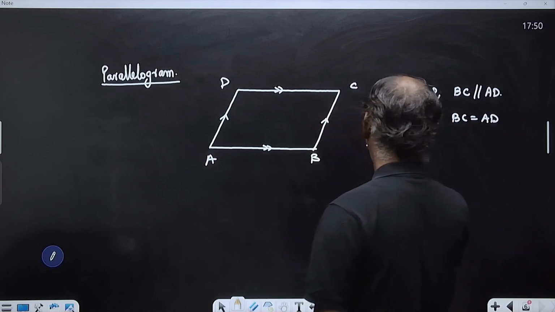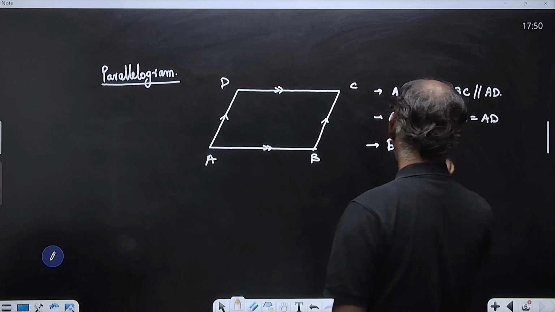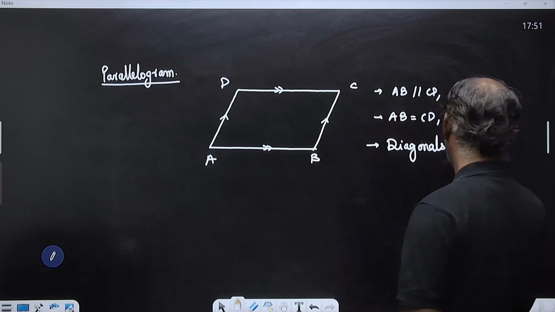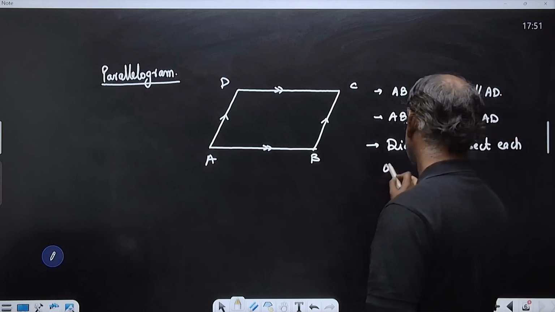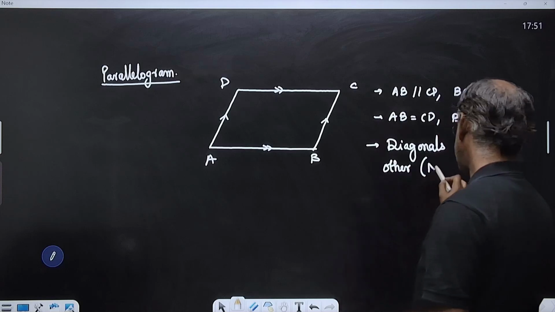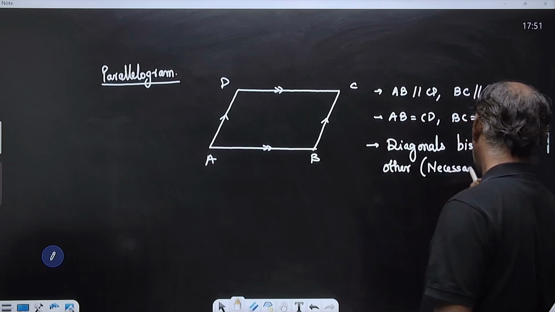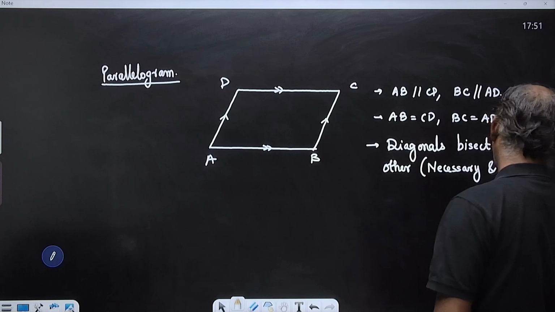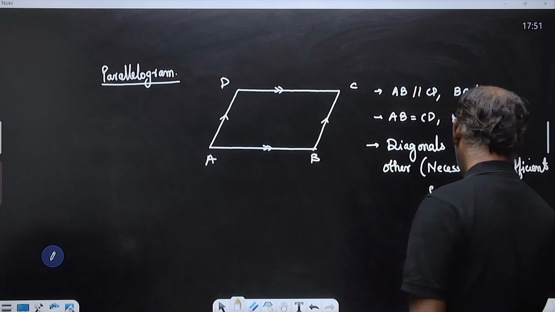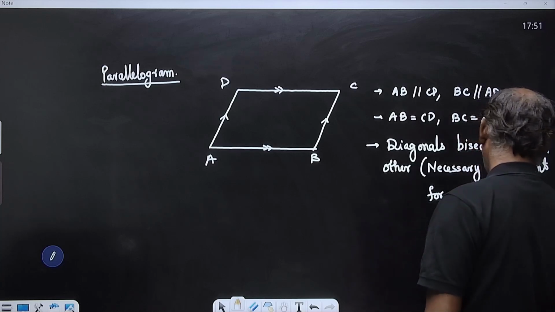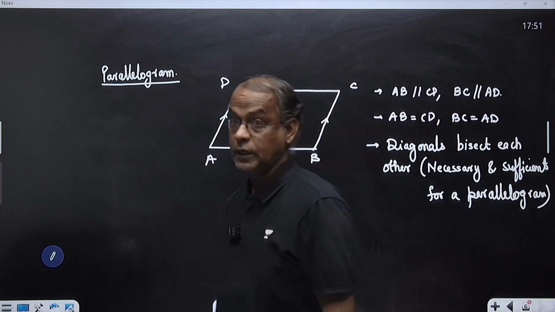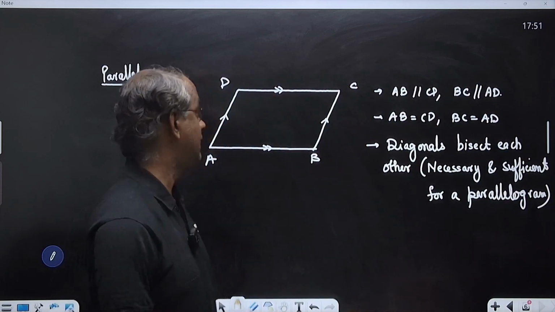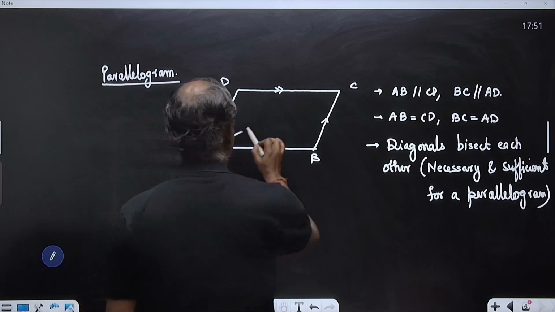Very, very important property is diagonals bisect each other. Diagonals bisect each other. This, please remember, is necessary and sufficient for a parallelogram. Please remember it. It is a very, very important property. In a parallelogram, diagonals necessarily bisect each other.